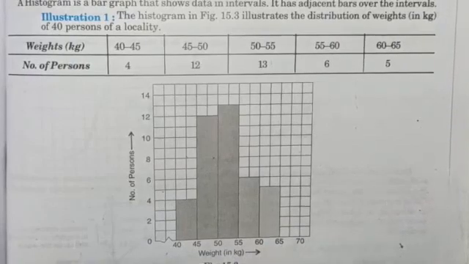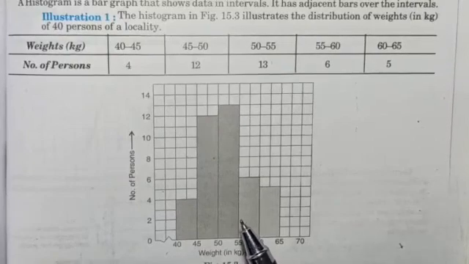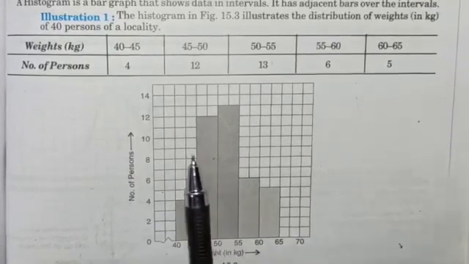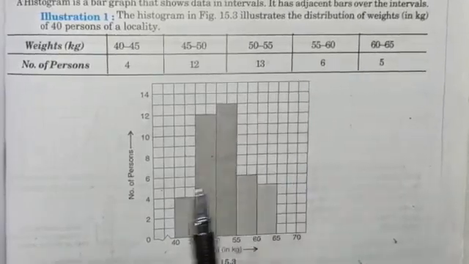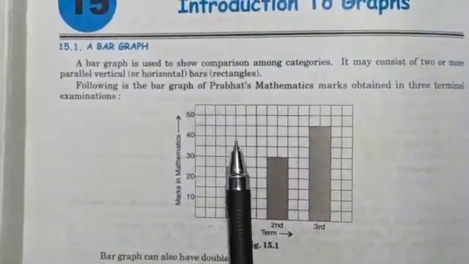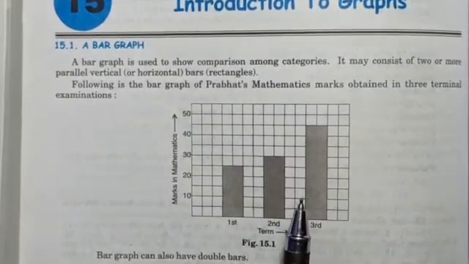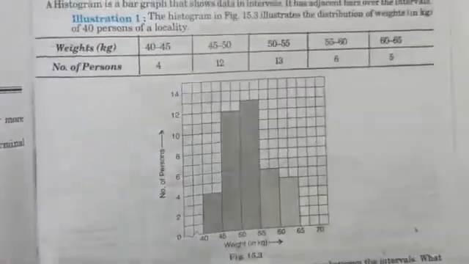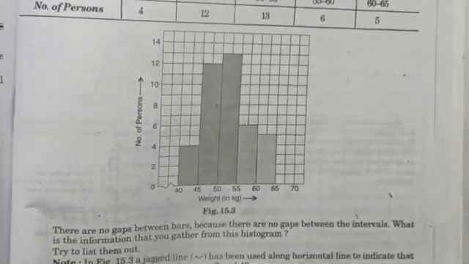And the difference between histogram and bar graph is that when drawing a histogram, there is no gap in between the bars. Here is a bar, here is a bar, here is a bar. But in between, there is no gap. But in case of bar graph, this is bar, this is bar, this is bar. In between bars, there is a gap. But in histogram, there is no gap in between the bars. So here, this is histogram, and there is no gap in between the bars.